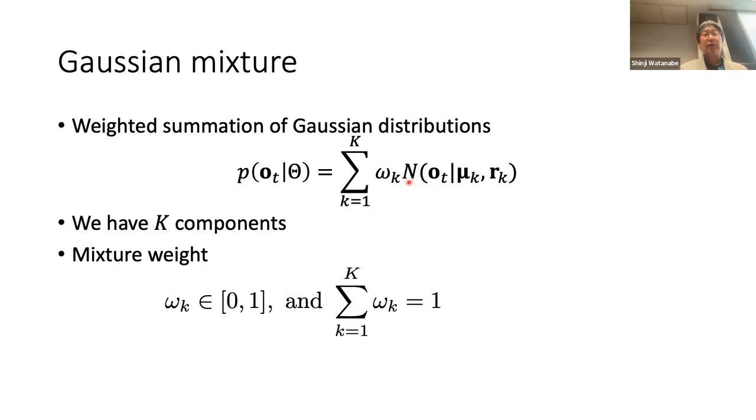Without this summation, this is the single Gaussian model. There's nothing special. The extension is just adding the Gaussian distributions for the other K components, and then taking the weighted sum. These are weighted sums, so it's similar to the state transition or the initial transition part. We have to satisfy the sum-to-one condition, so that it shows the mixture weight information. But basically the extension of the equation is like this.